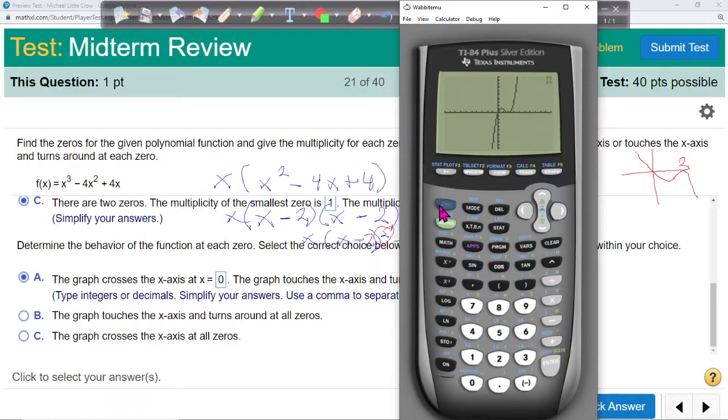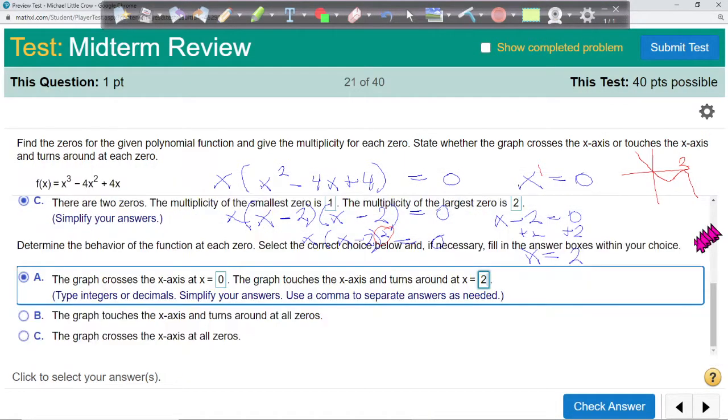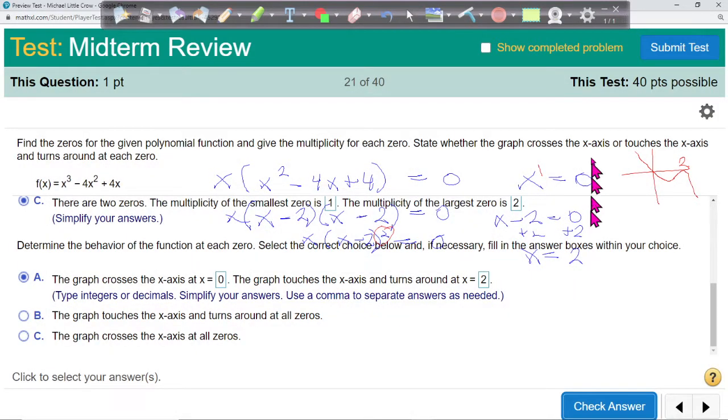And again, since they are integer values, you can go to the table. 0 is 0 and 2 is 0. So that's what it means. When they're talking about zeros, they're talking about y being 0, crossing the x-axis. Okay. Multiple ways to look at this, and you do the way that works for you. Let's check it. Yeah, we're correct.